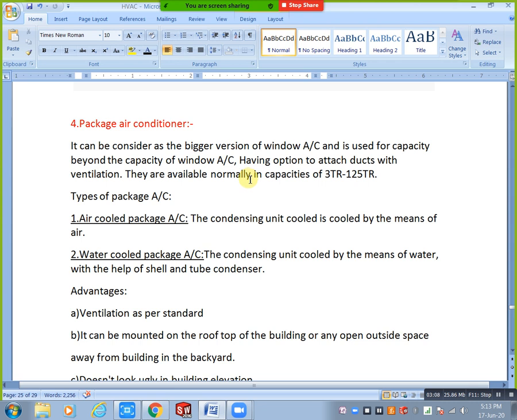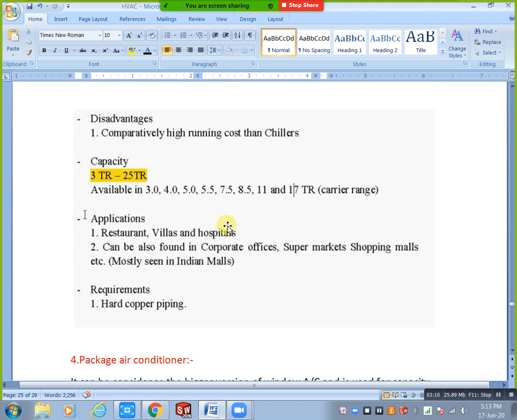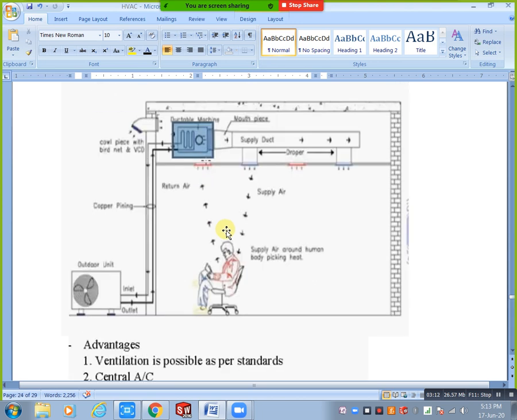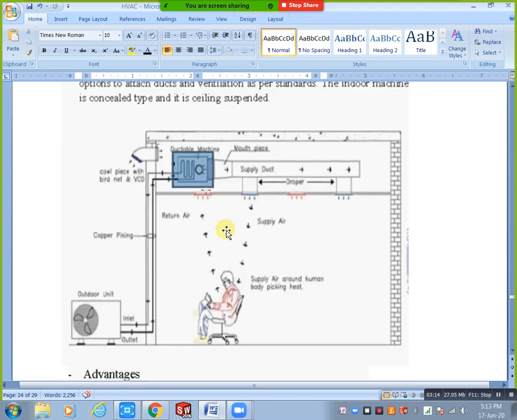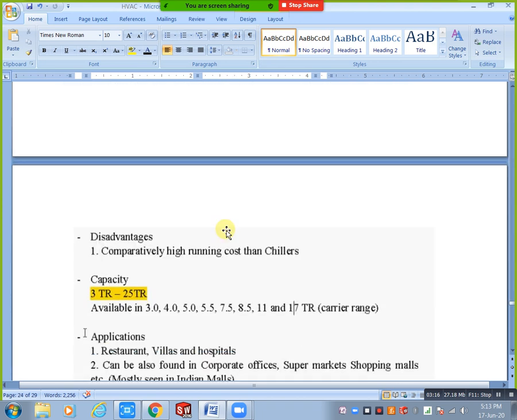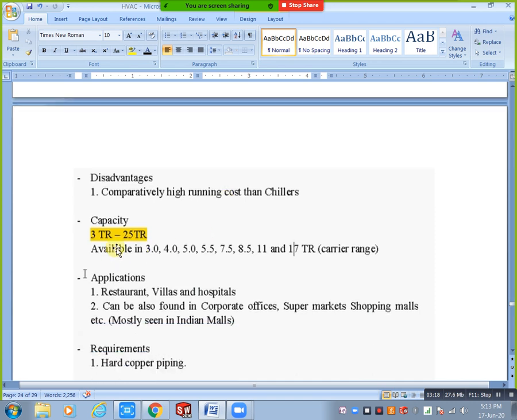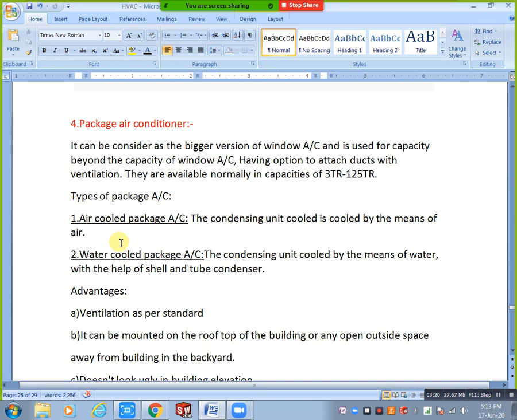For example, you will take duct split condition. We have one, how much of capacity here? 3 to 25 TR na? Capacity. But you will take in package condition, available capacity 3 TR to 125 TR. Okay, that is the main difference. Here we have more capacity. At the same time, this is the completely outdoor type AC system. For example, I will show this one.